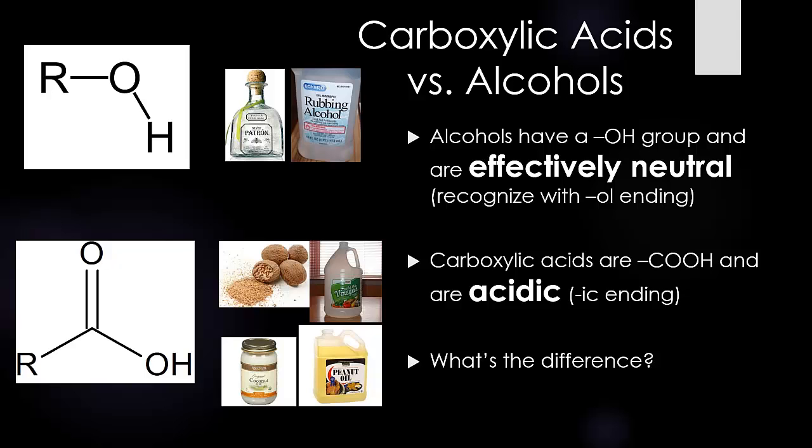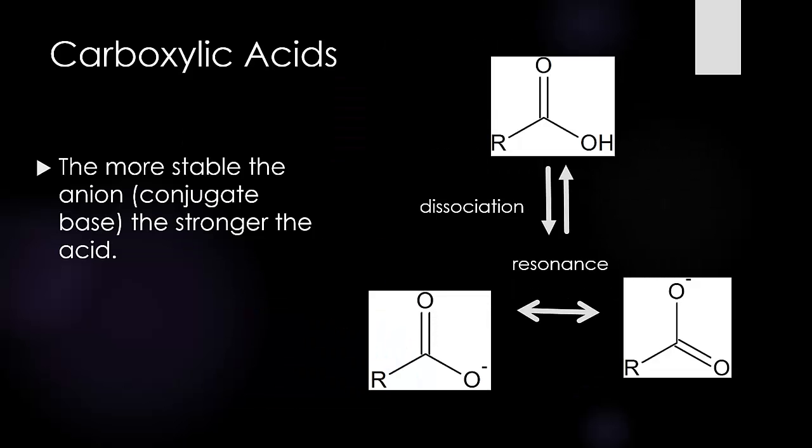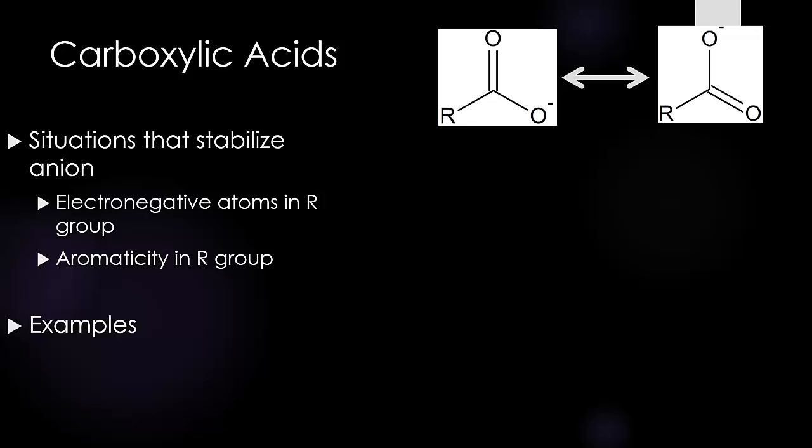Just like before, this has to do with the stability of the conjugate base. Let's look at what happens when a hydrogen is removed from the carboxylic acid group. When the hydrogen dissociates from the carboxylic acid group, we are left with a negative ion that has resonance. This resonance stabilizes the conjugate base, or the anion, and therefore makes this group acidic, unlike the alcohol groups. Now let's look at some examples.